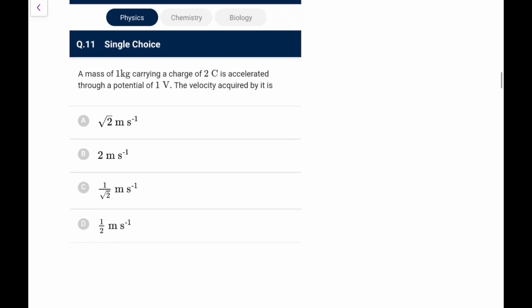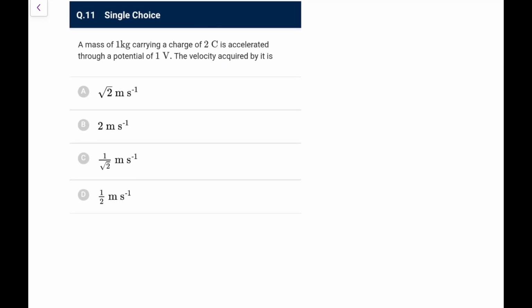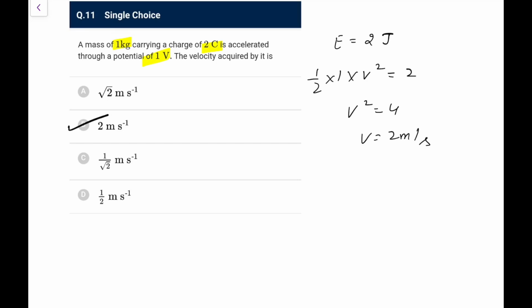Next one. A mass of 1 kg carrying a charge of 2 coulomb is accelerated through a potential of 1 volt. The velocity acquired by it is? 2 coulomb is accelerated through 1 volt, so the energy gain would be 2 joules, and that is half mv square, half into 1 into v square is 2. So v square is 4, so v is equal to 2 meter per second. Again, q delta V is the energy change that you can use here.